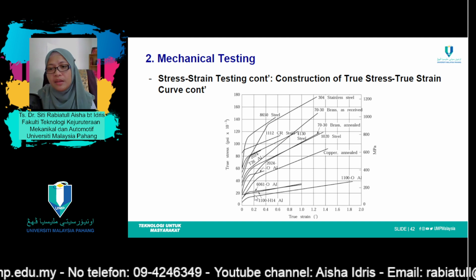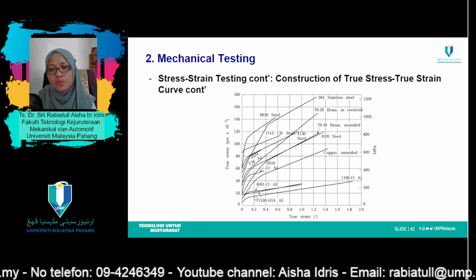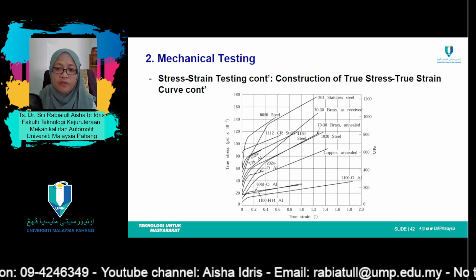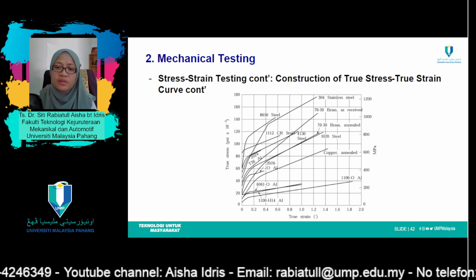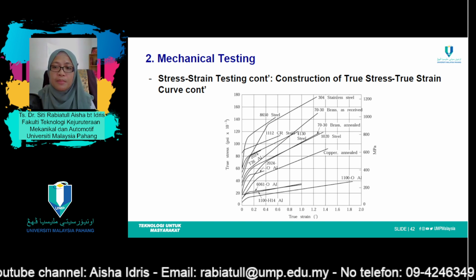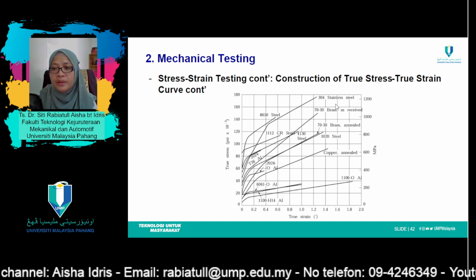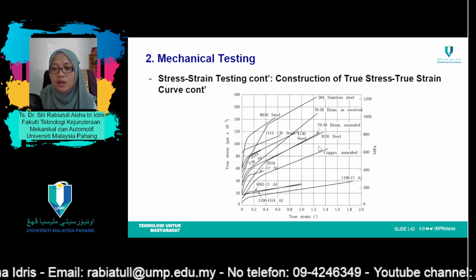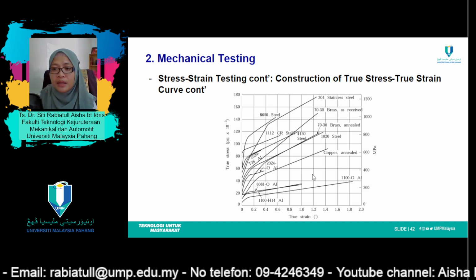Other than that, you may also want to refer to this table because it shows you that different types of materials obviously have different true stress and strain. For example, you may refer here to stainless steel, brass, copper, aluminium, and so on and so forth.